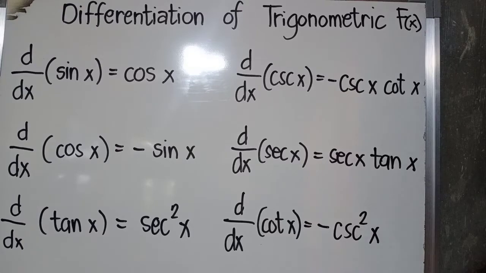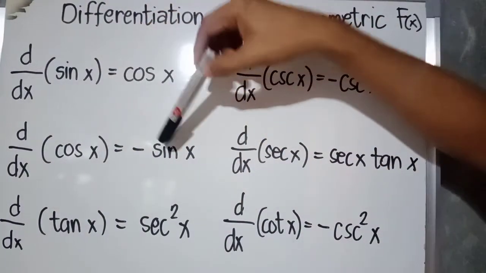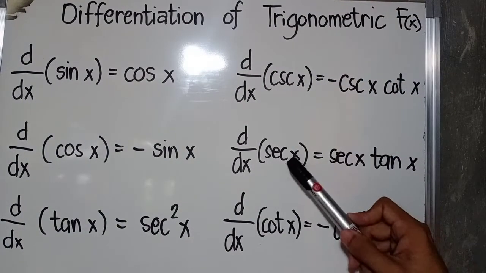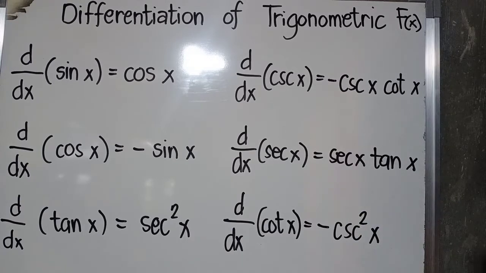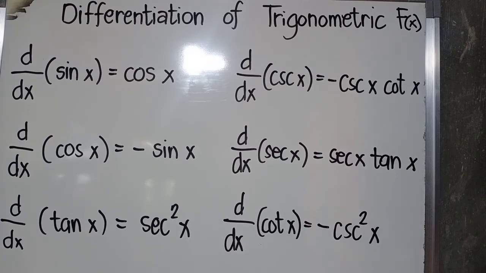Next is number 2, you have to remember the pairings when it comes to the trigonometric functions. The first pair is the sine and cosine. Number 2 is the tangent and secant. Tangent, secant, then secant, tangent. And the last pair is cosecant and cotangent. So again, the pairs that you're going to remember are sine and cosine, tangent and secant, and cosecant and cotangent.